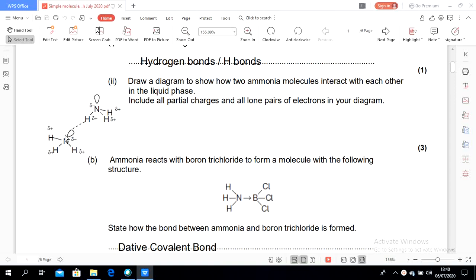These two lobes represent the lone pairs. The lone pair is making the nitrogen become dipole negative, while hydrogen becomes dipole positive. So there is an interaction between the partial charges. The partial charge is negative here, and then this is the positive. There is a dashed line. The dashed line here represents the hydrogen bonding.